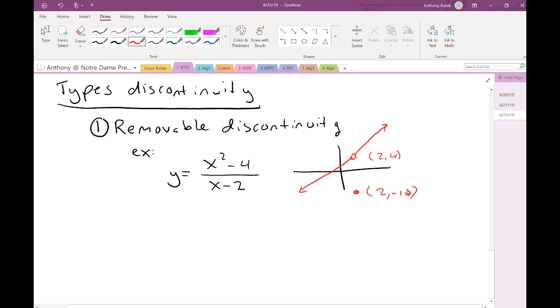you could have another point. So the function is defined for all real numbers. But again, this is still a discontinuity because I can't draw that curve without picking up my pencil. I can draw the line, but then I need to pick up my pencil to put this other point in. So you may have a removable discontinuity that looks like just an open circle, or an open circle with another point located elsewhere, still a removable discontinuity.